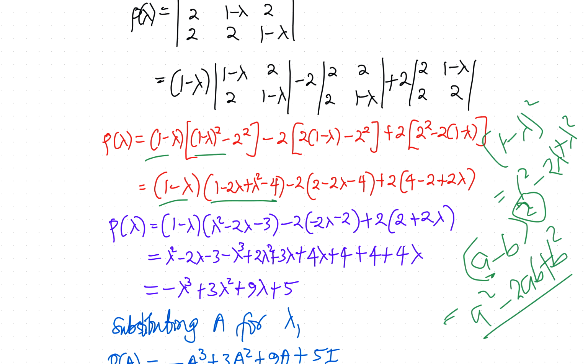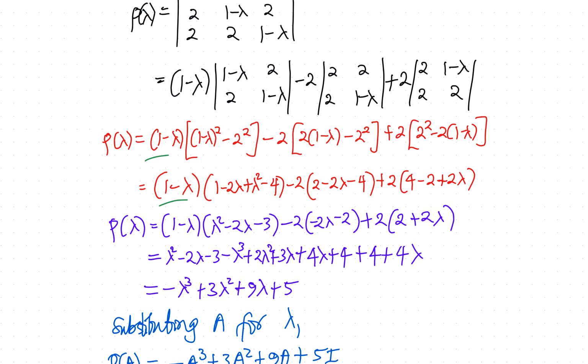Then, of course, minus 2 squared is minus 4. Then you have minus 2 here. 2 times 1 is 2. 2 times minus lambda, minus 2 lambda. Then minus 2 squared, that's minus 4. Then plus 2 here. 2 squared is 4. Then minus 2 times 1, that's minus 2. Minus 2 times minus lambda, that's plus 2 lambda. So that's also simplified. Okay, so we keep simplifying.